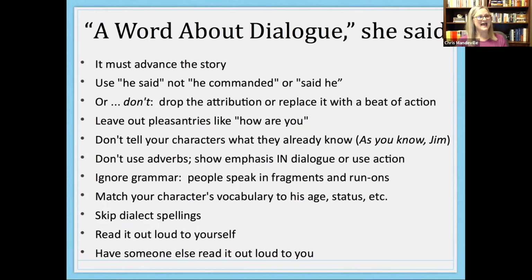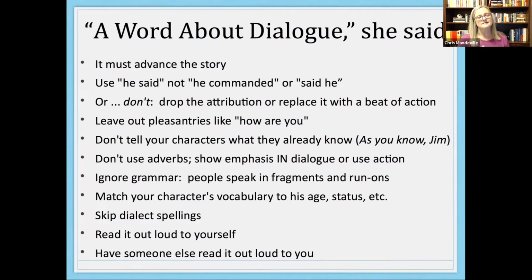Try not to use adverbs with your dialogue tags. You know, "he said briskly," "he said urgently." Try not to do that because it comes off as overtelling, overwriting. So use the emphasis within the dialogue. "Don't!" Exclamation point. "Don't touch that." Or use your action tag to convey the urgency. "Don't touch that," in quotes. He pointed at the red hot burner. You get the sense that it's urgent. You don't have to say "he said urgently."